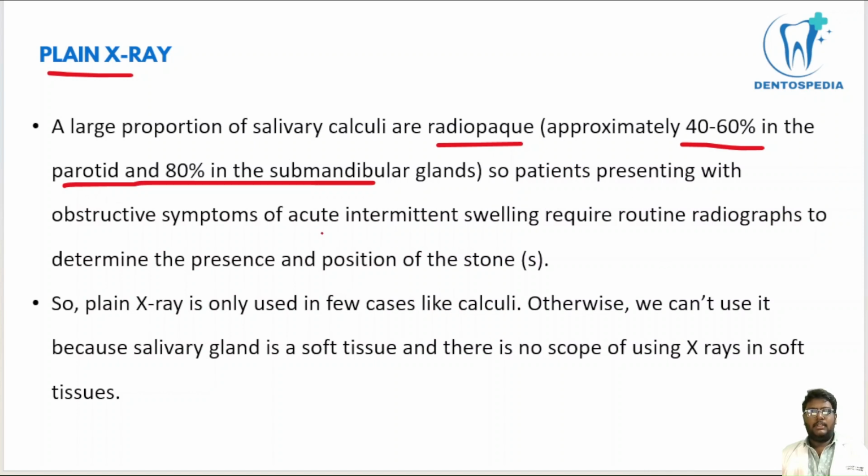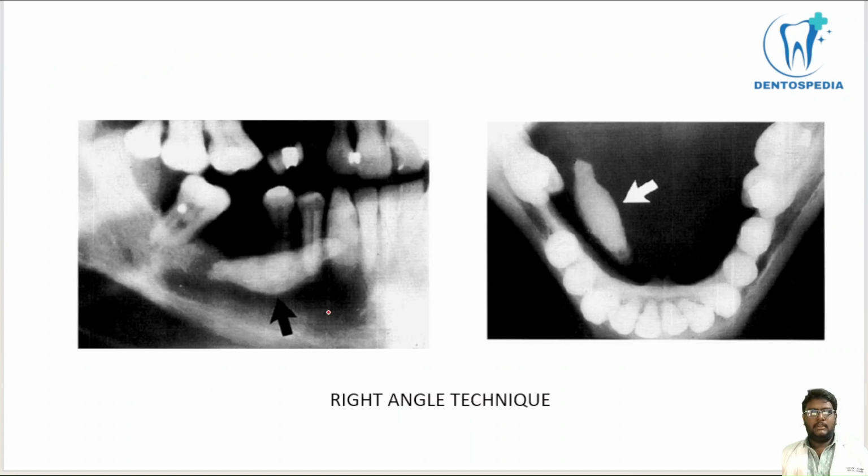Okay, and if there is any large stone formation, it can result in acute intermittent swelling of that area. Okay, and plain X-ray is a common investigation for diagnosing calculus. Okay, and here you can see this is an example of a submandibular gland stone. This is a part of an OPG.